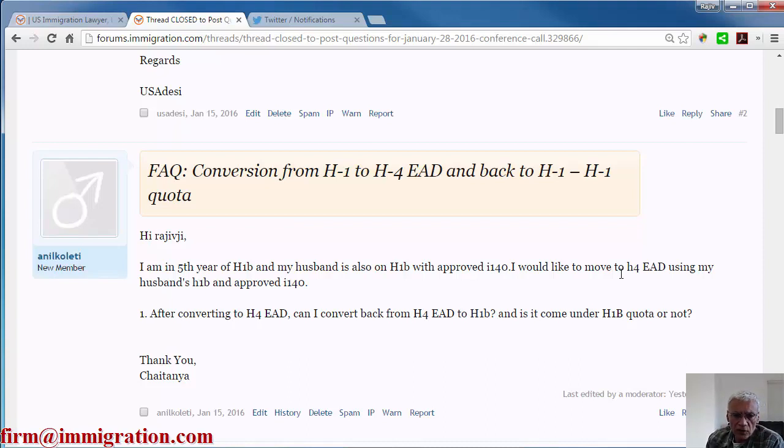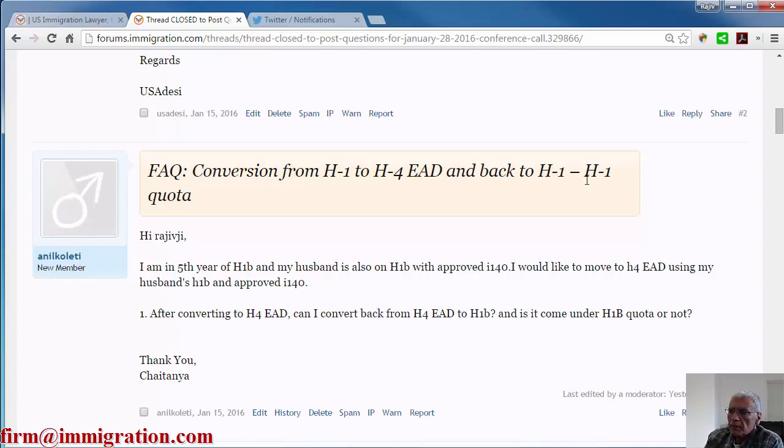So if you convert to H4 and you use your EAD and you want to convert back to H1, if to begin with you were counted on a quota H1, you continue to be exempt from the quota unless you have been physically outside the USA for 1 year. Then the situation is a little different. So, okay, folks, anybody has a follow-up question on this, only this issue, press *5. Nothing new, no other issues. Any follow-up on this, *5.